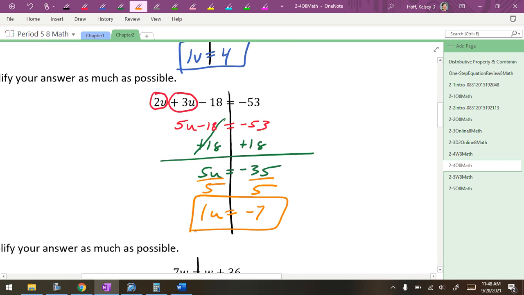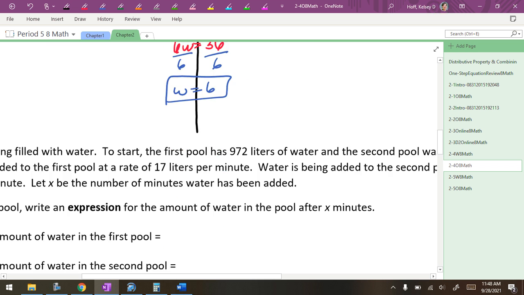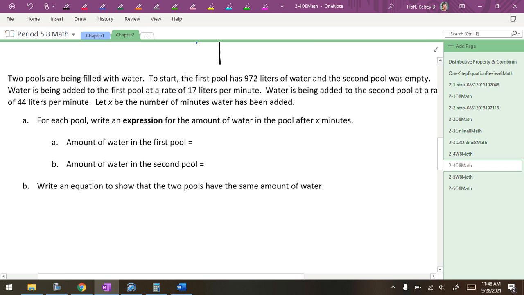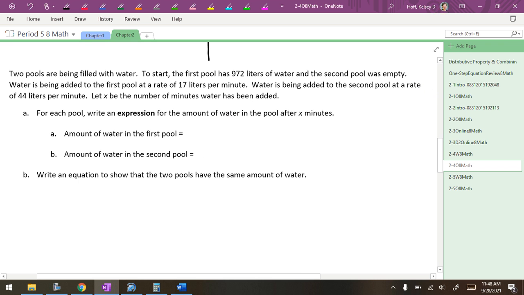All right? Let's go down to the bottom, the pool problem. 2 pools are being filled with water. To start, the first pool has 972 liters of water, and the second pool was empty. Water is being added to the first pool at a rate of 17 liters per minute. Water is being added to the second pool at a rate of 44 liters per minute. Let X be the number of minutes the water has been added. For each pool, write an expression for the amount of water that's in the pool after X minutes. An expression does not have an equal sign.